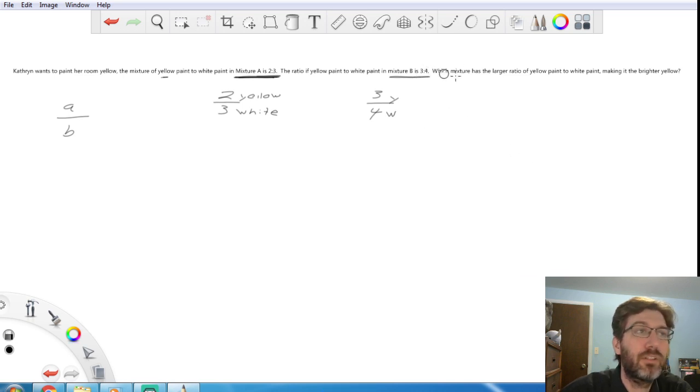But mixture B does say that we have 3 to 4 parts here. So the question is which mixture has the larger ratio of yellow paint? So I want the larger of these two ratios. Basically it's asking you, is 2/3 larger or smaller than 3/4?